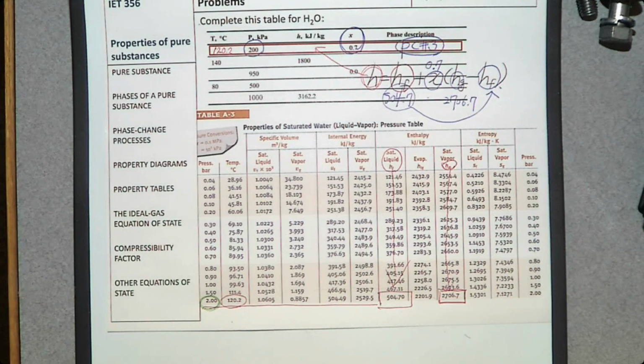In your first exam, you will see a table like this. Not exactly this one. I will change some numbers and also the properties. Instead of h, I may ask for u or v. But you will see a table, which is 40% of your first exam.